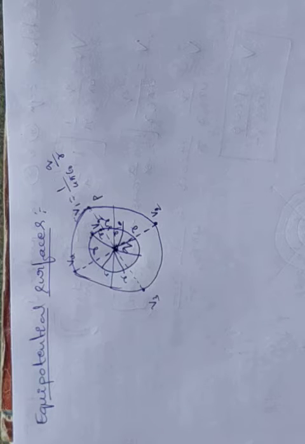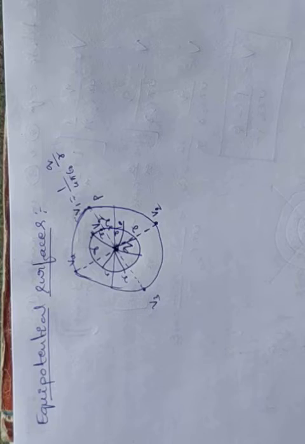Now this is the first point. Another is, what about the direction of the electric field in case of an equipotential surface? So the electric field direction is always normal to the surface. It is always normal to the surface.